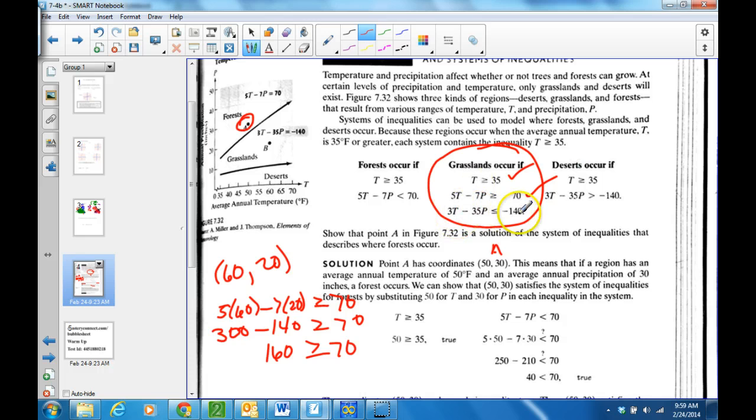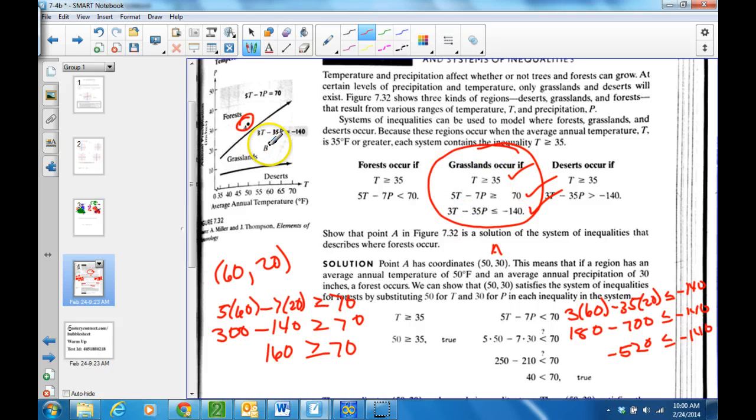And I need to test the last one now as well. So I'm going to put in 3 times 60 minus 35 times 20 is less than or equal to negative 140. So 180 minus 700 is less than negative 140. This would be negative 520. Is negative 520 less than negative 140? Yeah. So this condition has been met. So this point definitely can be within a grassland region.